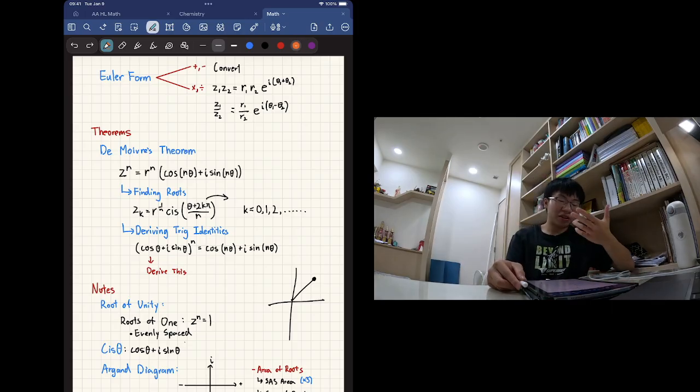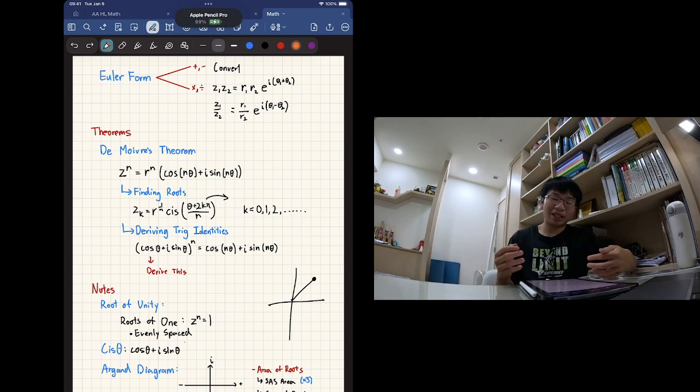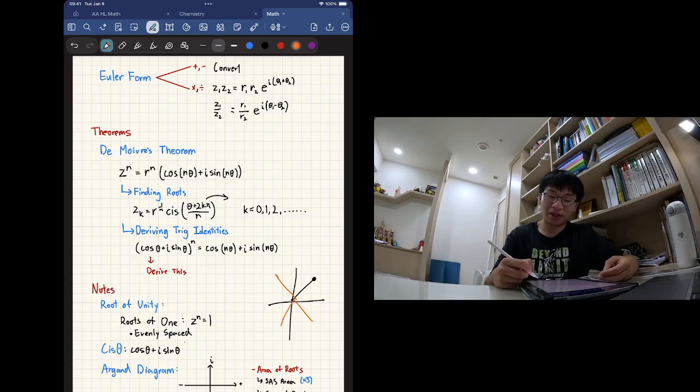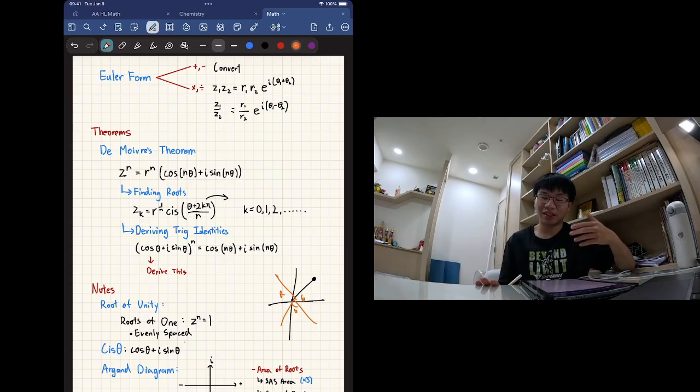And here are some extra notes I have for it. So roots of unity is basically the roots of 1, and you want to remember that these are evenly spaced along the Argand diagram. So these angles should all be the same, and it should all converge at the origin, because that's how complex numbers work. And again, cis of theta is basically cosine theta plus i sine theta. It's the same notation, just in a different form.